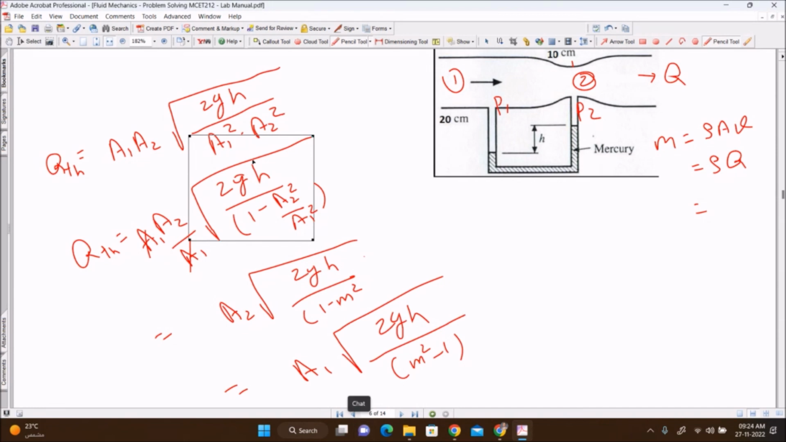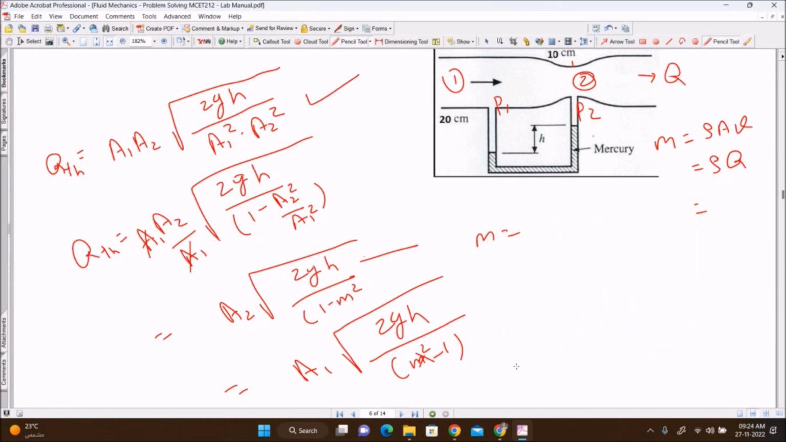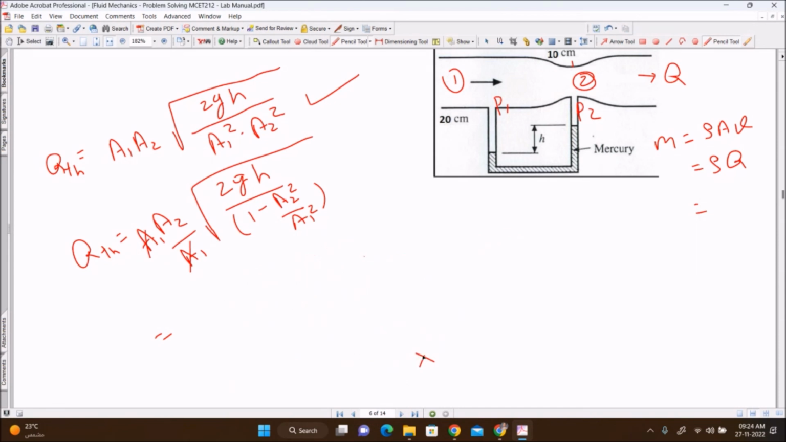Whatever you took, this is a mathematical operation, so there is no need to introduce this M. Here M is equal to A2 by A1, and here M is equal to A1 by A2. So why confuse? Both are the same. This is the basic formula, no need to change. Okay, so coming back, there are only two formulas. I will delete this also.